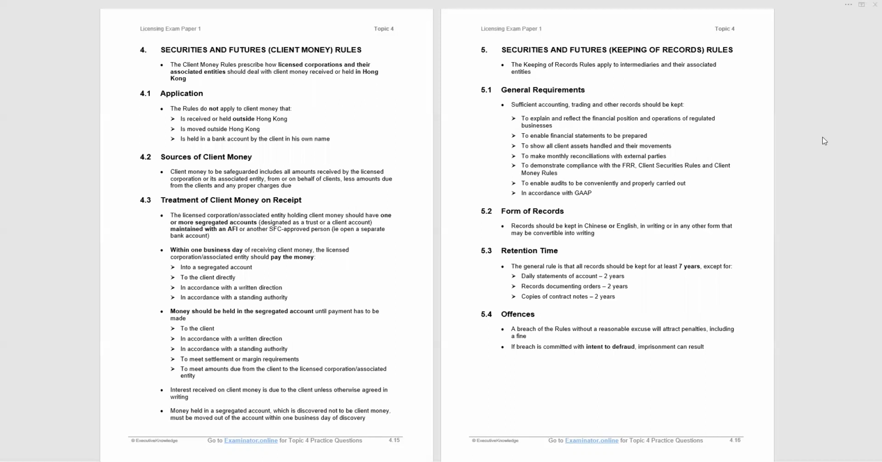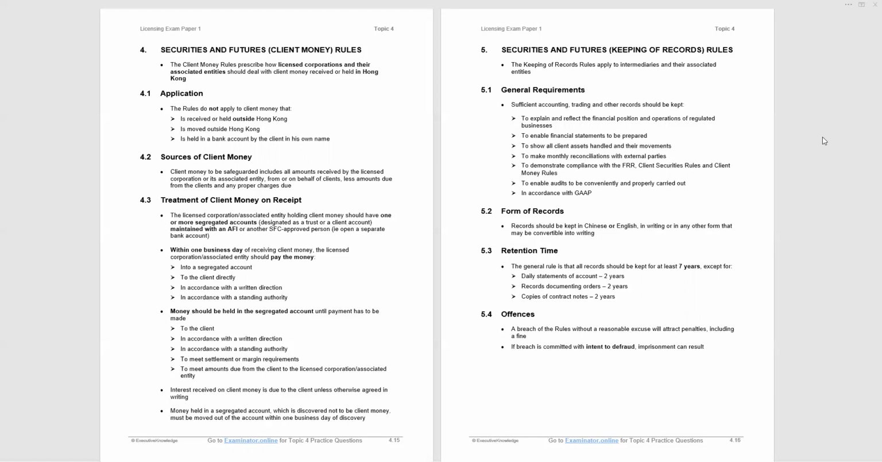Moving on to the next set of rules, keeping of record rules. Now, this is a fancy way of saying you've got to keep accounts so that you know what is going on. The general requirements, well, you've got to have sufficient accounting, trading, and other records for a number of reasons which are listed under the general requirements. How should you keep records in Hong Kong? They should be in Chinese or English.